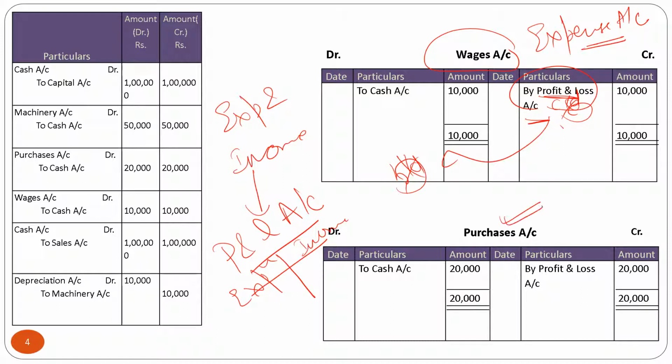Similarly, the purchase account is also a type of expense account. You can observe here I have written by P&L account. Purchase account debit to the cash account by rupees 20,000. Then at the end, we will balance it by writing by profit and loss account.